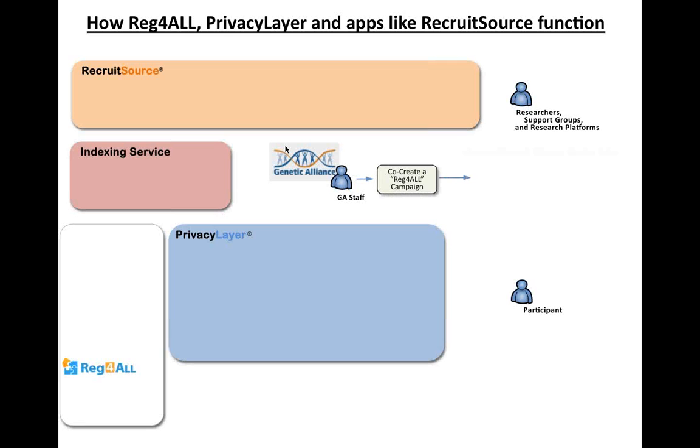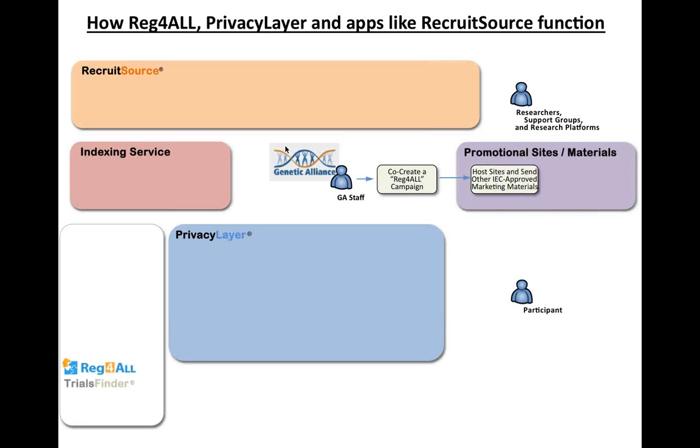Genetic Alliance staff establishes a campaign. It can either be just a Genetic Alliance campaign or a co-branded, co-creation campaign with other parties, such as, as you see down in the lower left-hand corner, the Trials Finder or the Free the Data campaign or others in the future, or it can be just on a hosted website where the widget that we've created for entering data can be posted on another party's website.